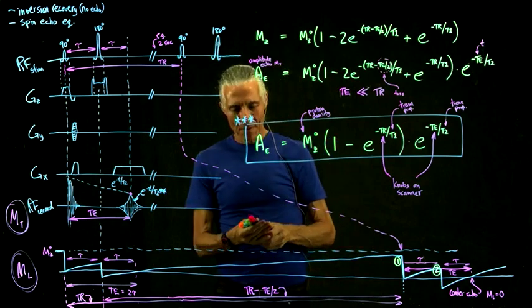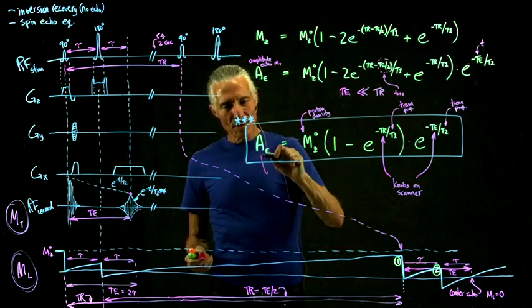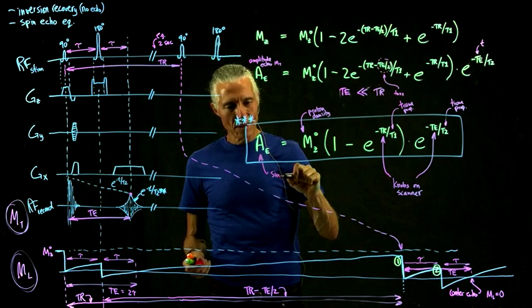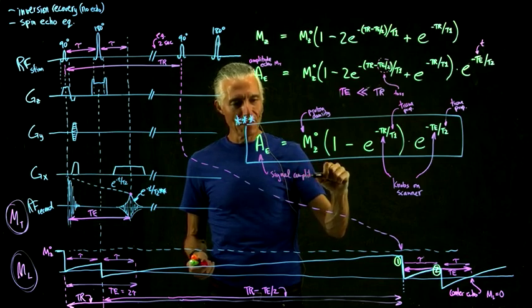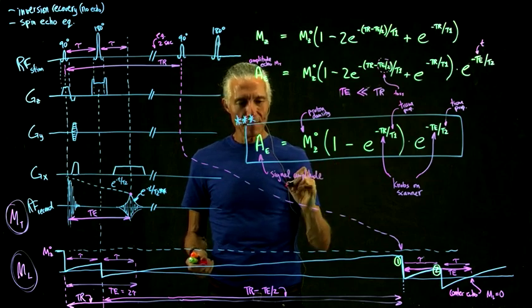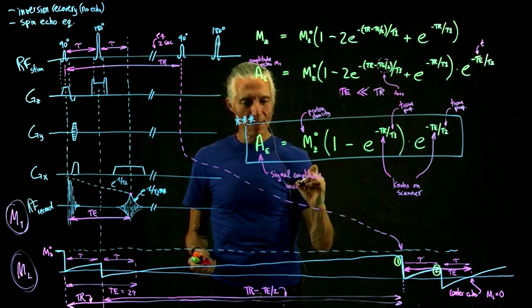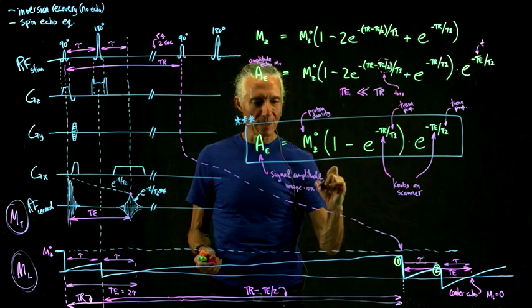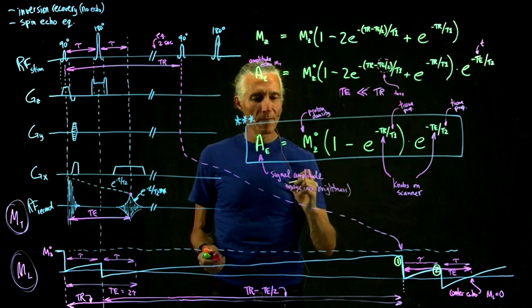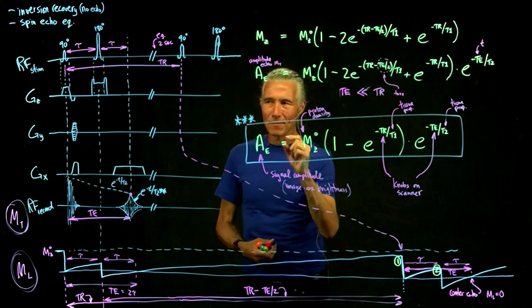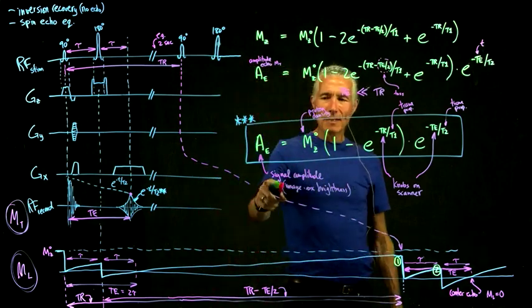What is your signal going to be? This is your signal amplitude. So what does that mean? It just means image voxel brightness. That's what it means. So it's going to be how bright is that voxel in the image.